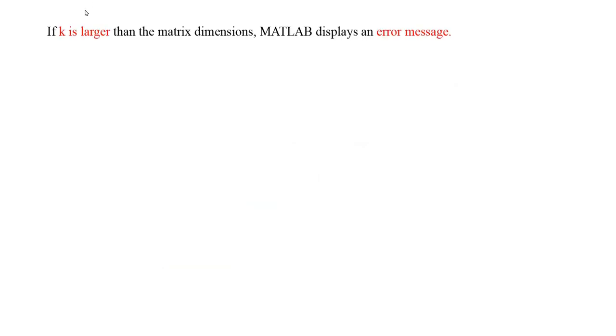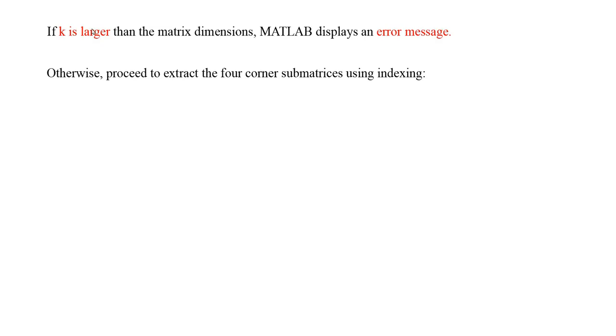Now, if k is larger than the matrix dimensions, what is k here? K is nothing but the size of the submatrix. If this is larger than the dimensions of the main matrix, then MATLAB has to display an error message. Why? Because the size of the submatrix is greater than the main matrix dimensions. If it is not greater, if it is less, then it has to proceed to extract the 4 corner submatrices using the following indexing.